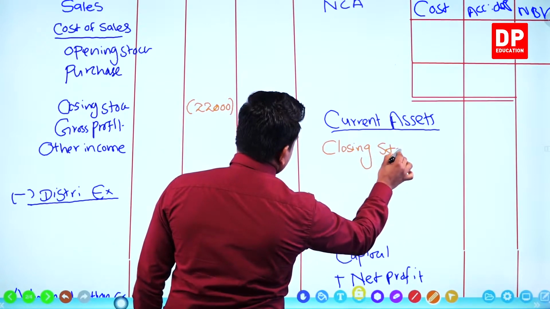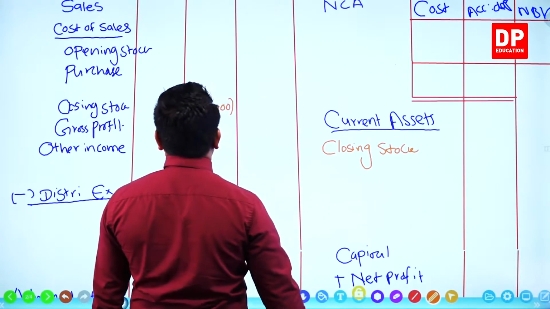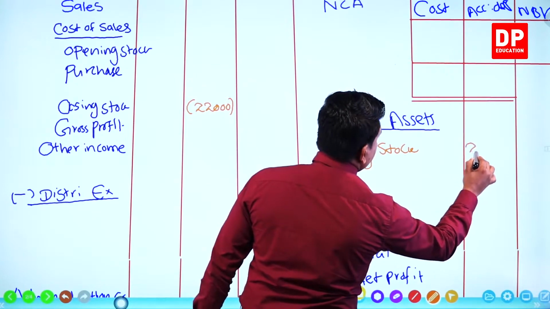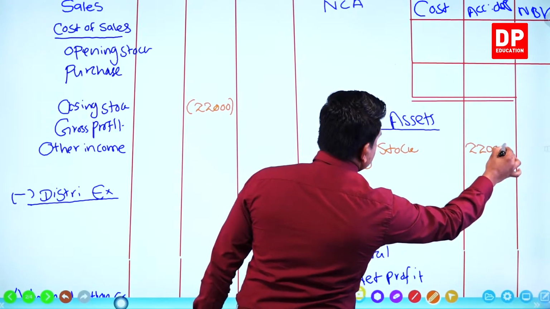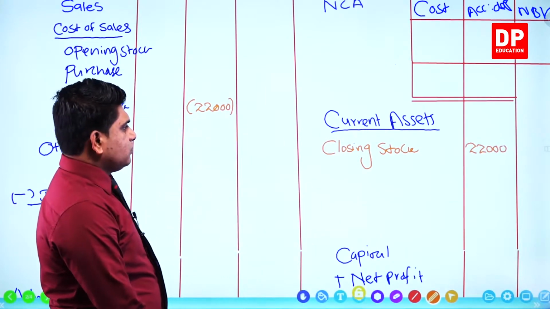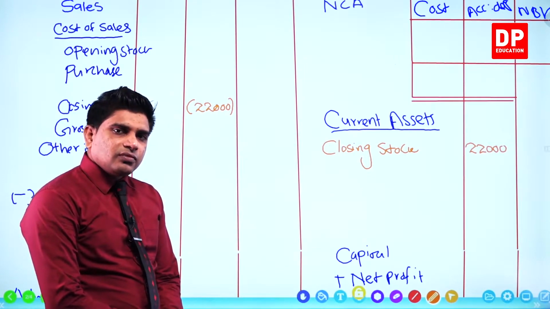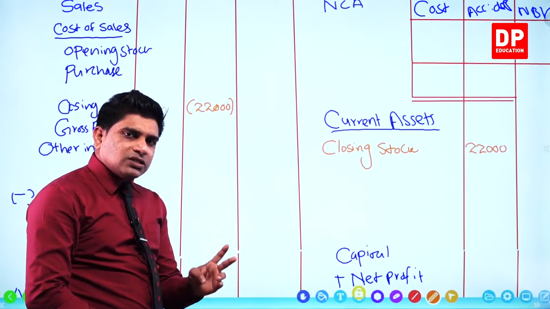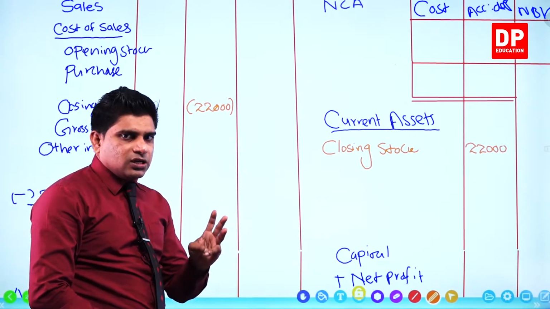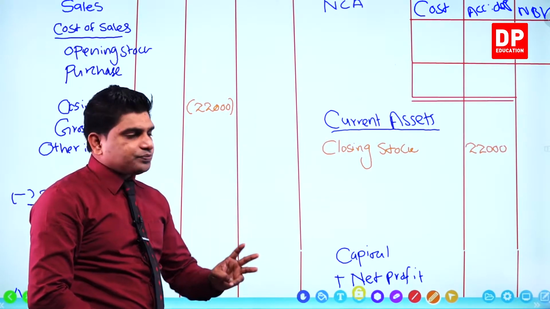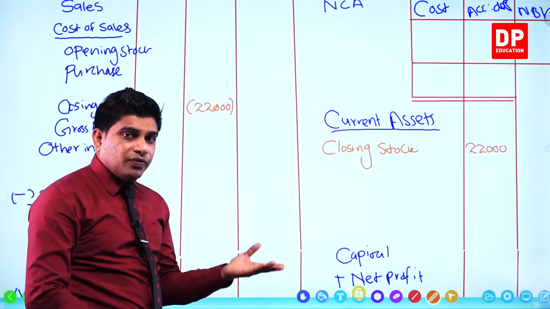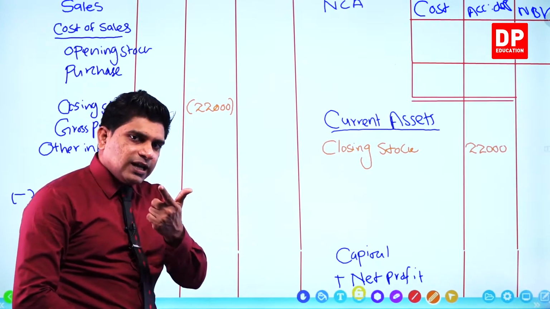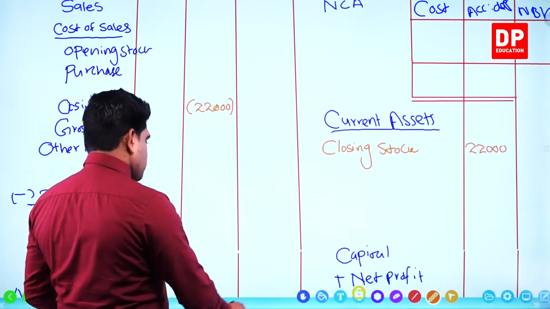Closing stock. How much? Same amount, no? 22,000. Right? You must remember every day, closing stock goes to two places: to calculate cost of sales in the profit and loss statement, and the other place is the statement of financial position under the current assets. Now, next one.